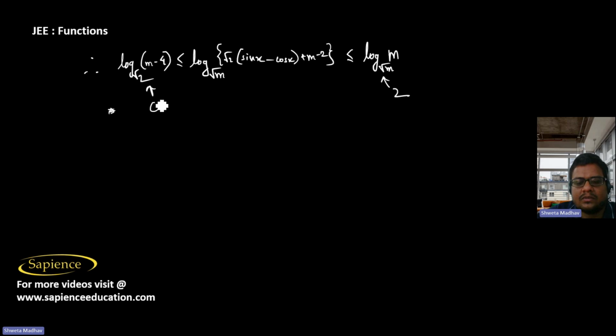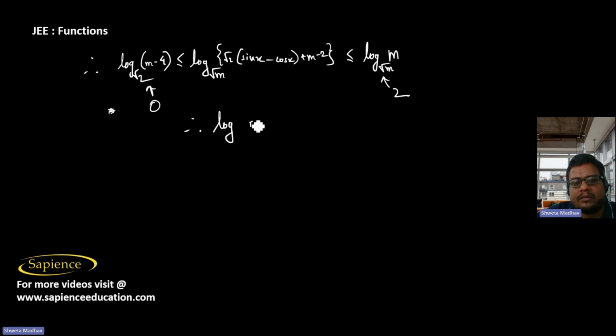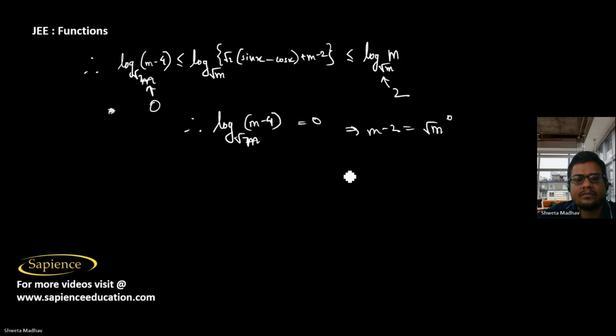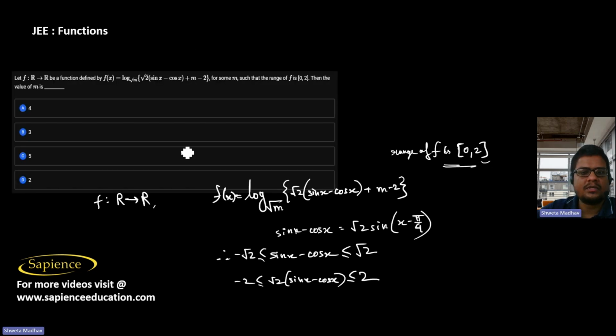Now this value should be 0, it is told since the range is 0 to 2. So therefore log of m minus 4 base root m is equal to 0. Sorry, this is root m. So m minus 4 should be equal to root m power 0, which will be 1 only. So m minus 4 is equal to 1, so m should be equal to 5. So option C is the correct answer.